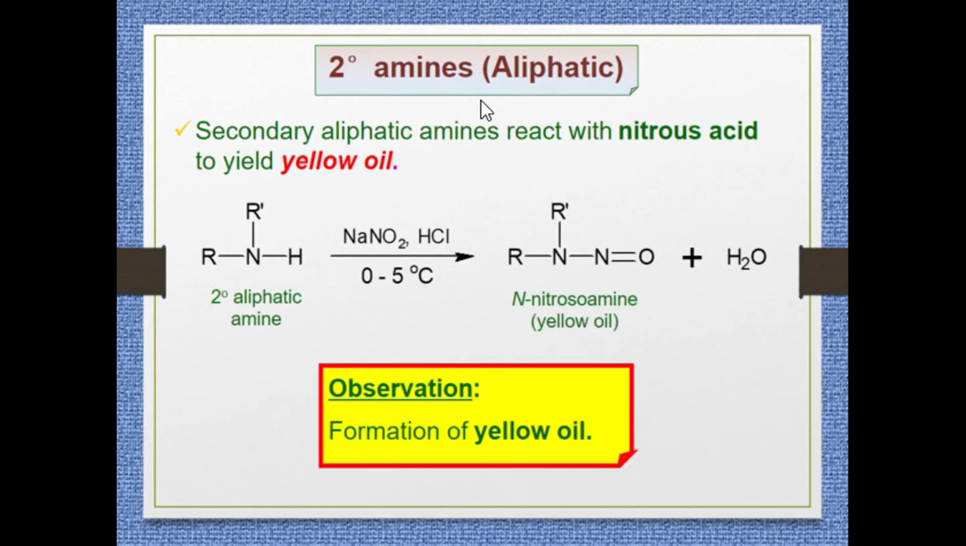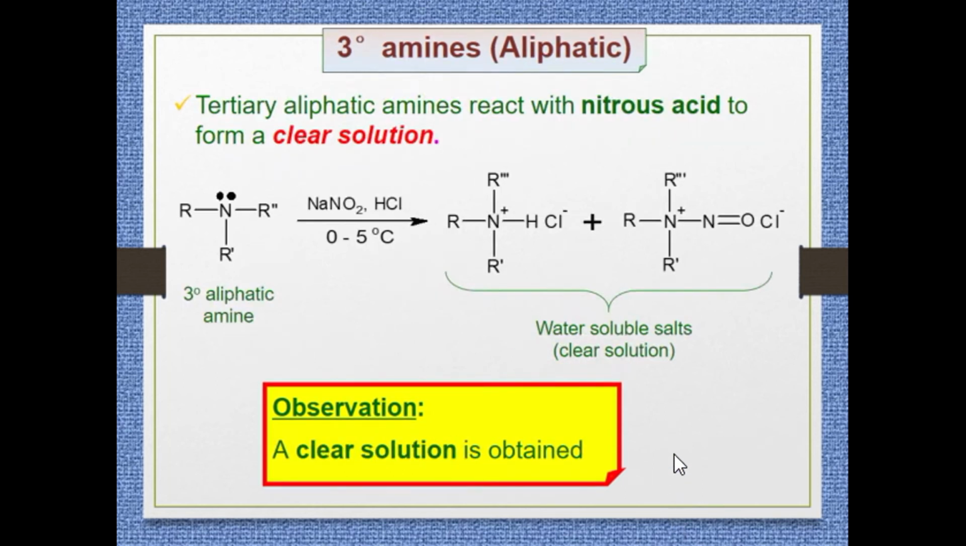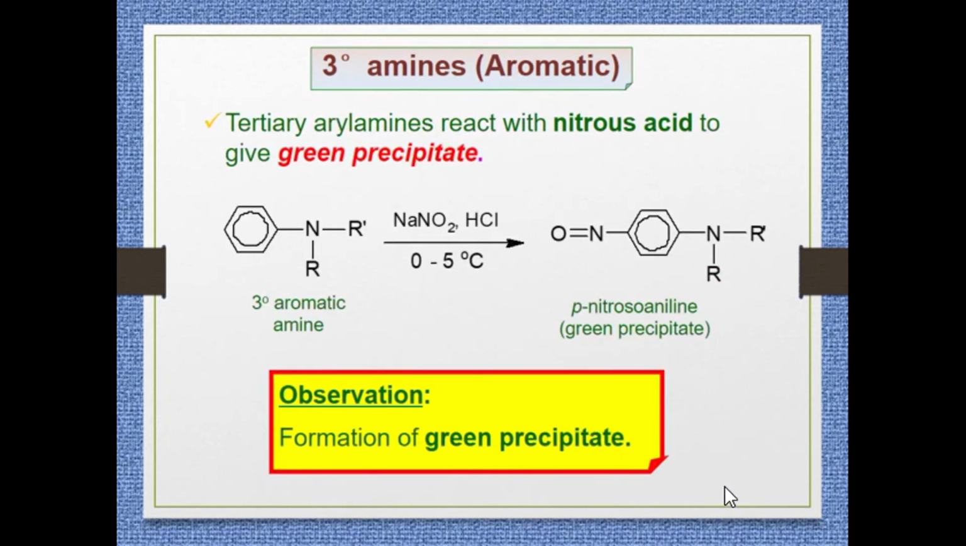For secondary aliphatic amines, it will give yellow oil. The secondary aromatic amines will give yellow oil. How about the tertiary aliphatic amines? The reaction of tertiary aliphatic amines will form a clear solution. Meanwhile, the tertiary aromatic amines will give green precipitate.